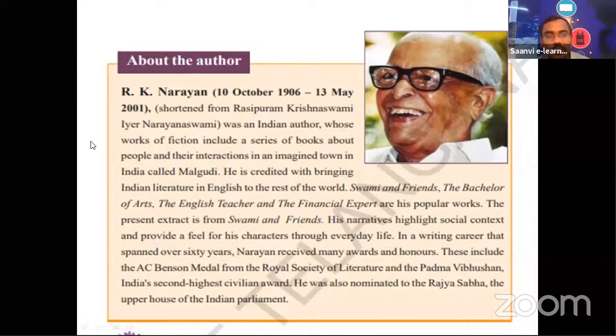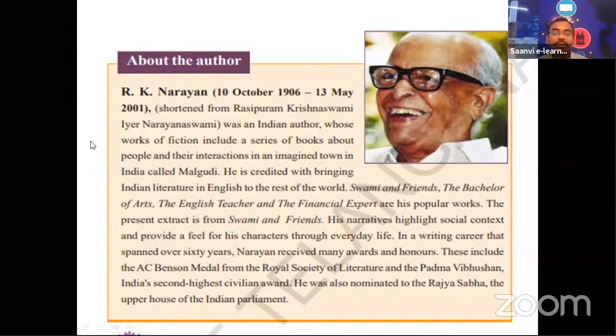He is credited with bringing Indian literature in English to the rest of the world. So he has written a lot of books in English. Even though he was an Indian writer, he used to write in English. Swami and Friends, The Bachelor of Arts, The English Teacher and The Financial Expert are his popular works. The present extract is from Swami and Friends.